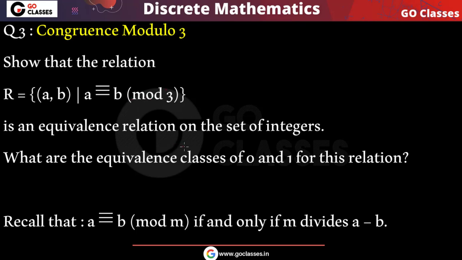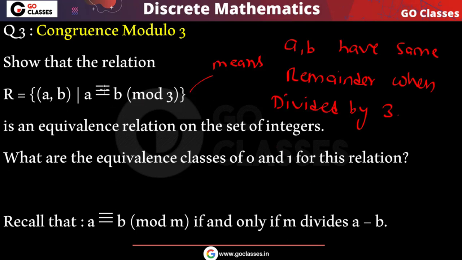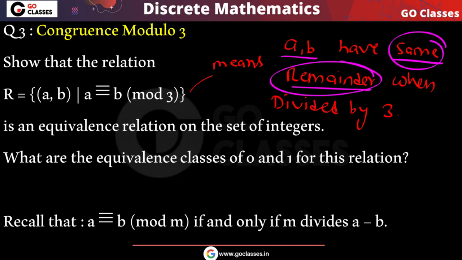Is this an equivalence relation? Yes, definitely, because this is saying that A is related to B if and only if A, B have the same remainder when you divide by 3. This type of relation is normally an equivalence relation. You can check it out: this is reflexive, symmetric, transitive. We have already done this in class. This is reflexive, because definitely 3 will divide A minus A. This is symmetric, and also transitive. So this is an equivalence relation.